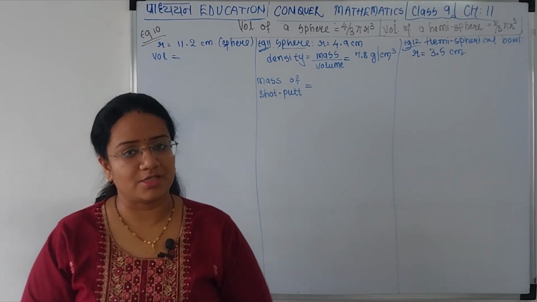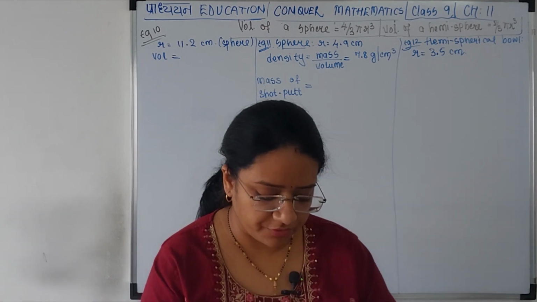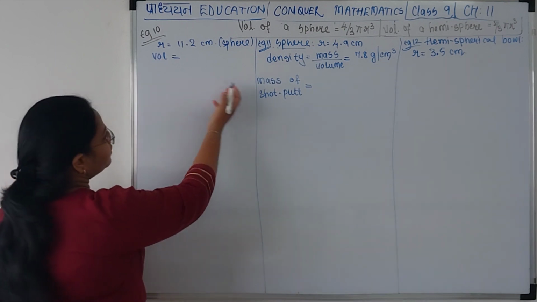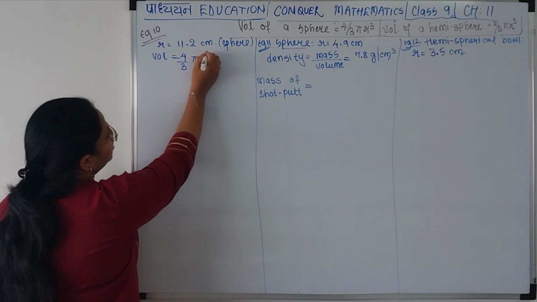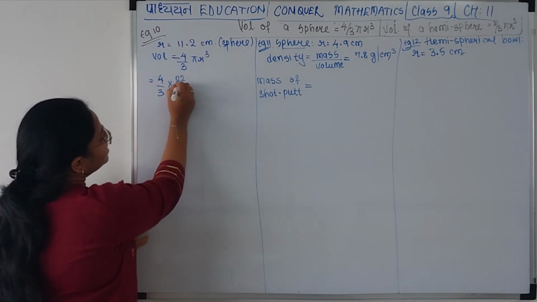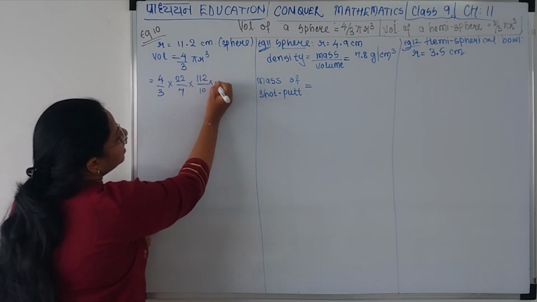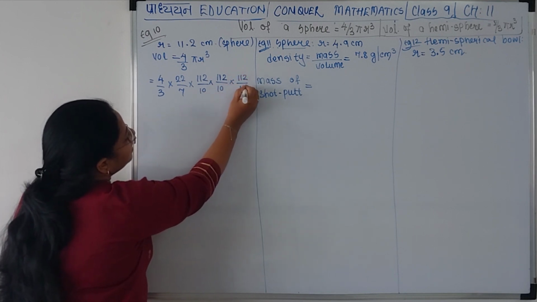Let's read and understand the question. Find the volume of a sphere of radius 11.2 centimeter. Very basic. Radius is given, you have to find the volume. So it will be 4 by 3 pi r cube, which is equal to 4 by 3, pi is 22 by 7, r is 112 by 10. If you have it cube, so you have to write it 3 times, right?